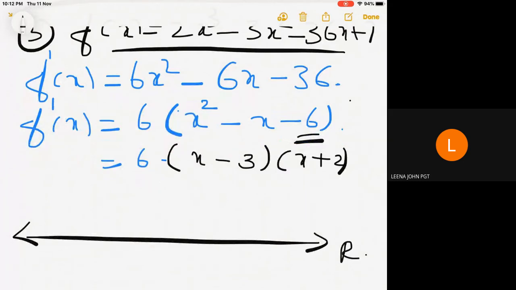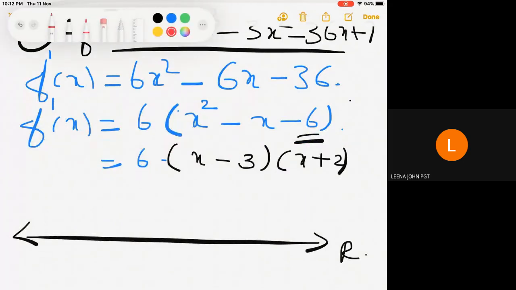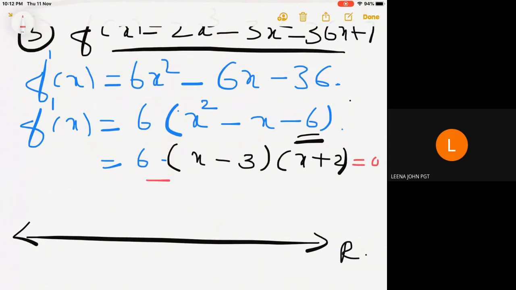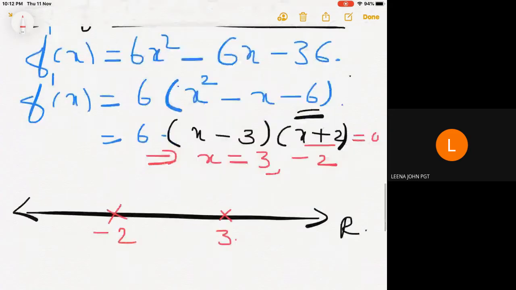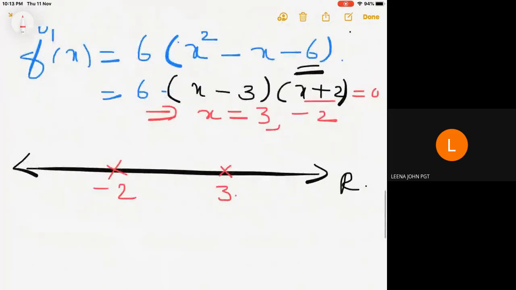So here, if f dash x equals 0, that means you will get two values: x minus 3 equals 0 or x equals 3, and x plus 2 equals 0 or x equals minus 2. Mark these points here, minus 2 and 3. So what we get here is, at the point minus 2, f dash x is 0, and at the point 3, f dash x is 0. At all other points, f dash x is either greater than 0 or less than 0.